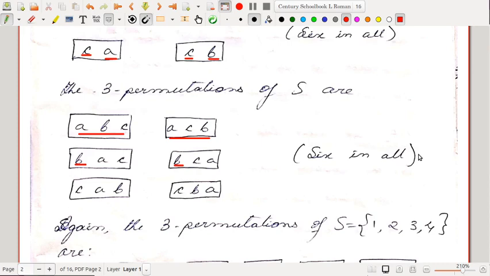Two-permutations of a set of two elements: there are only two ways. You start with C, then arrange A and B, that is, A, B and B, A. So these are the only possible three-permutations of S.